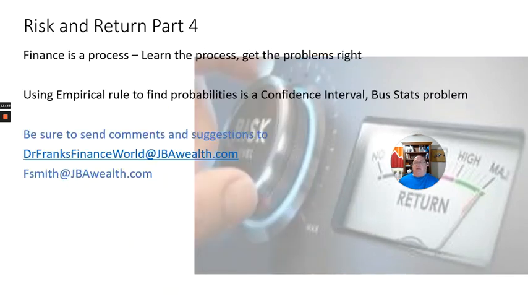So finance is a process. Learn the process and you will get the problems right. Practice, practice, practice. And using the empirical rule, it's really one of the most robust distributions in all of science out there. And finding these confidence intervals, plus 1 and minus 1, plus 2 and minus 2, and plus and minus 3 standard deviations, are actually very important to say something about what's going on in the process. Ultimately, we're talking about a business statistics problem here and what they used to call confidence intervals.